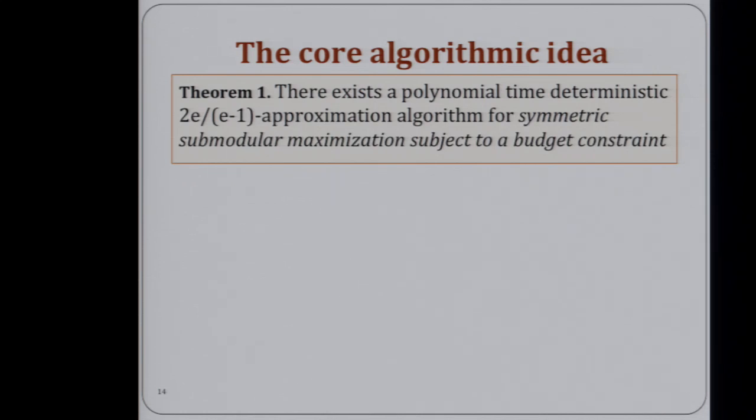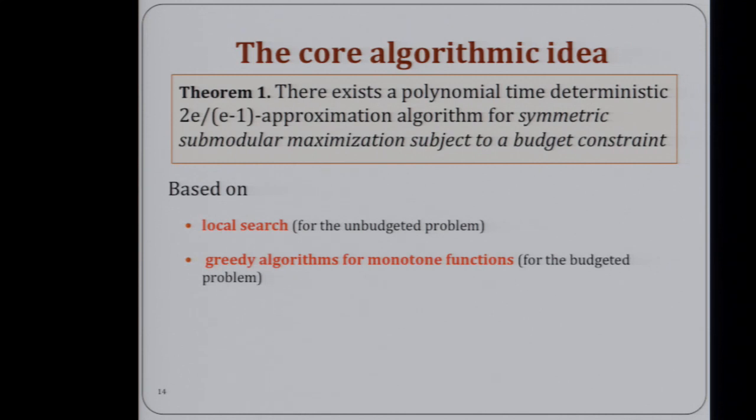So theorem 1 is an algorithmic result. It's not about a truthful mechanism, showing that there exists a polynomial time 2e over e minus 1 approximation algorithm for symmetric submodular maximization, subject to a budget constraint. The approach is based on a combination of local search for the unbudgeted version of the problem, plus the use of greedy algorithms for monotone functions for the budgeted problem.